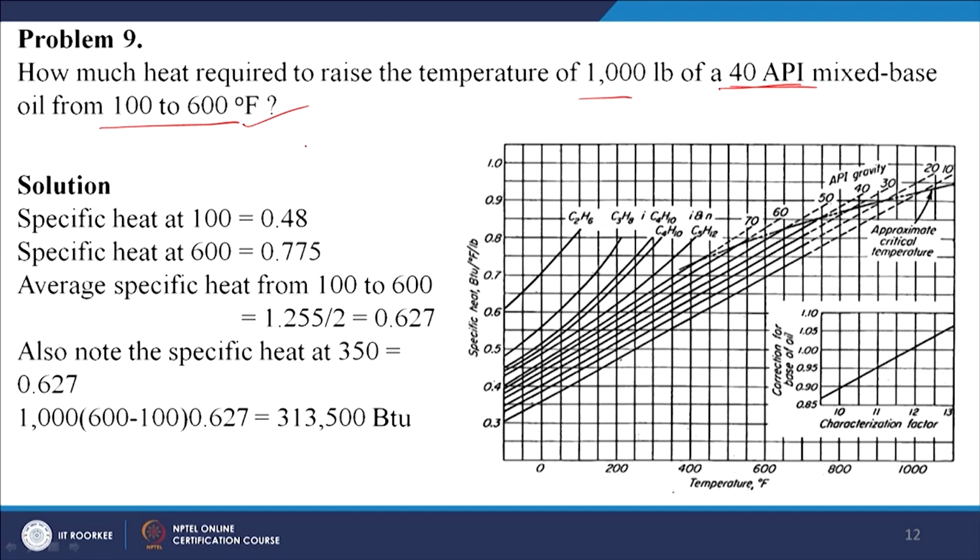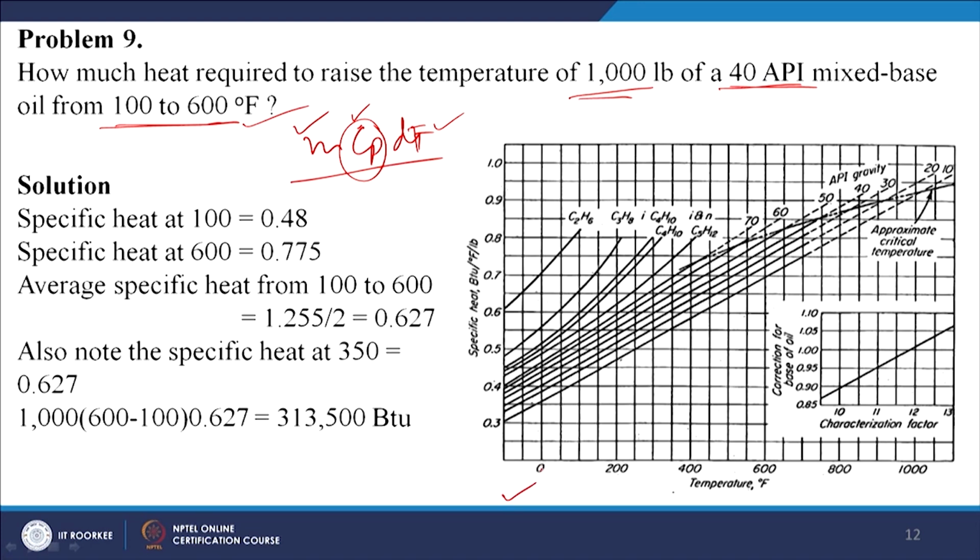So, mCp dt, that formula we will be using, mass into Cp into temperature difference. So, temperature difference in this case is 100 to 600 degree. So, 600 minus 100 we will get, and then Cp we have to calculate, and mass is given 1000 lb. So, how can we get the average Cp? That is the most important part, and that can be determined in a graphical method.